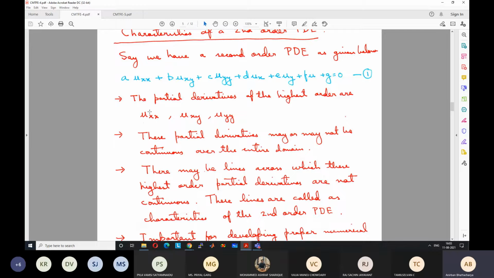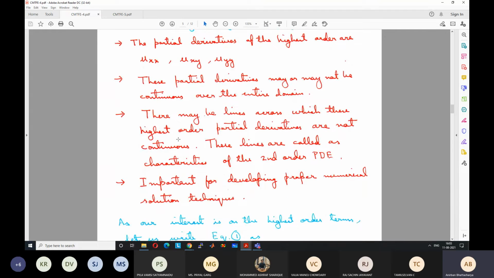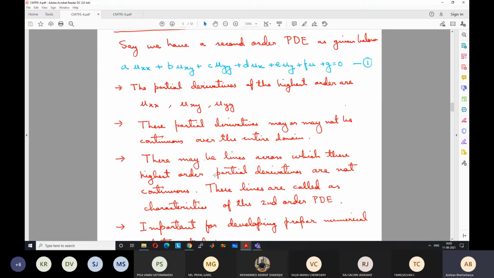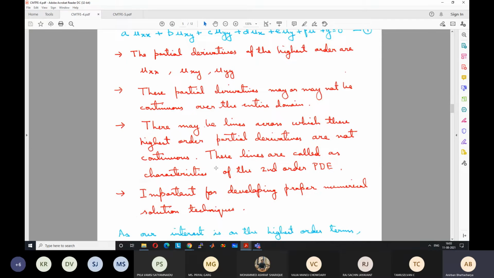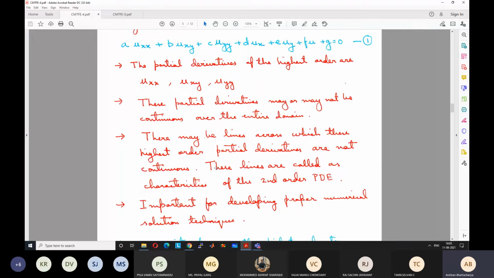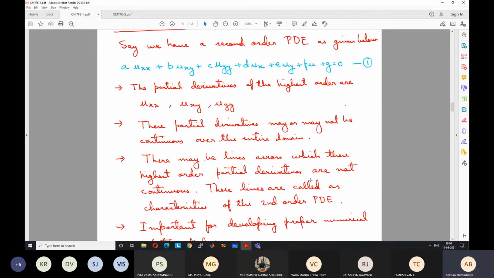These lines are known as characteristic lines, and they actually govern the physical behavior, as we will see later today. They govern the physical phenomena, in this case how u varies or how u is influenced by some changes. The important point is don't get confused that u is discontinuous. u is continuous. The second order terms are discontinuous across these characteristic lines. These are important for developing a proper numerical solution technique.